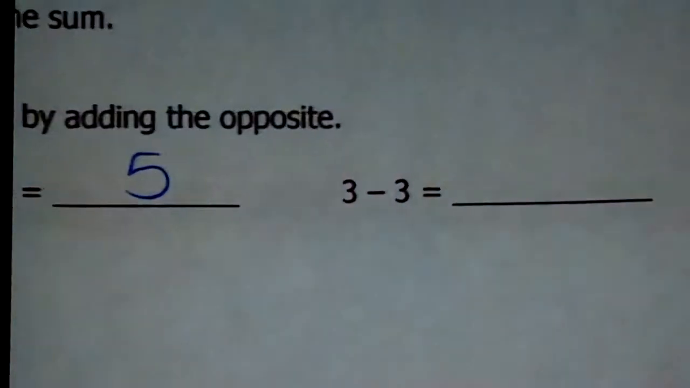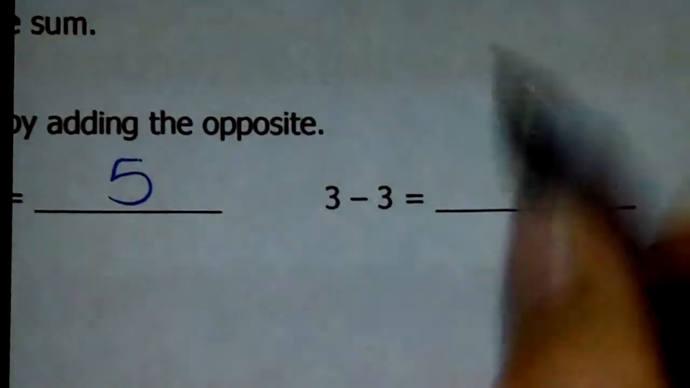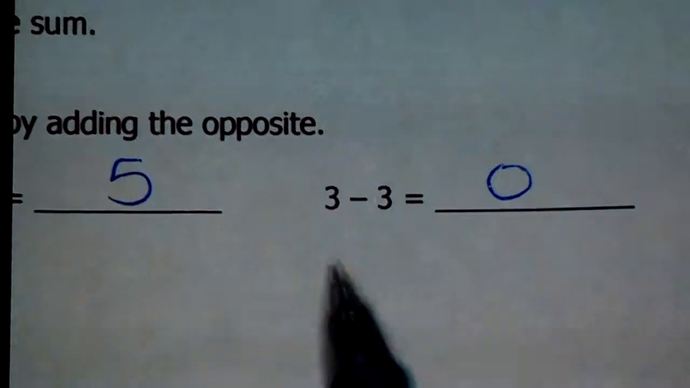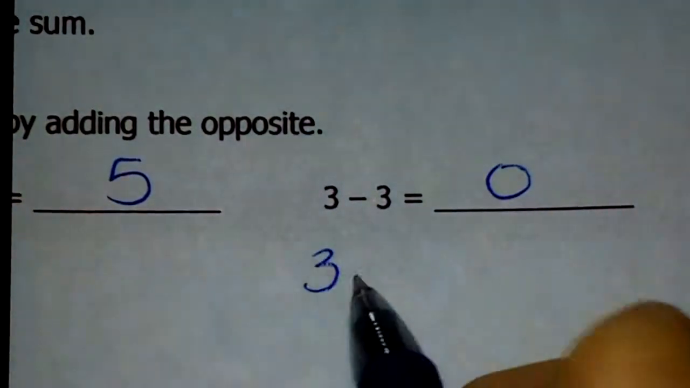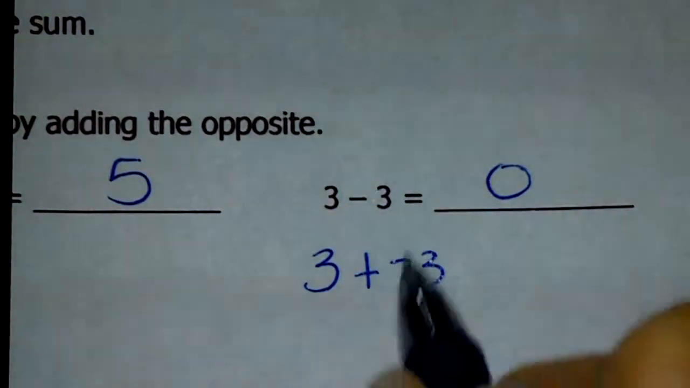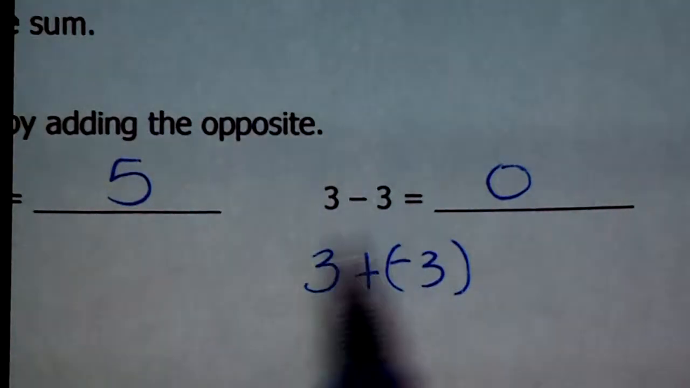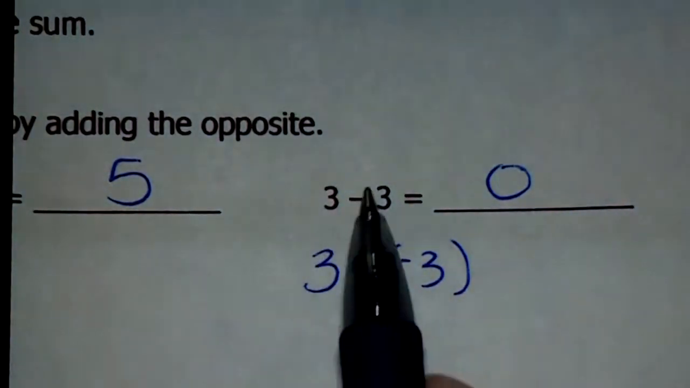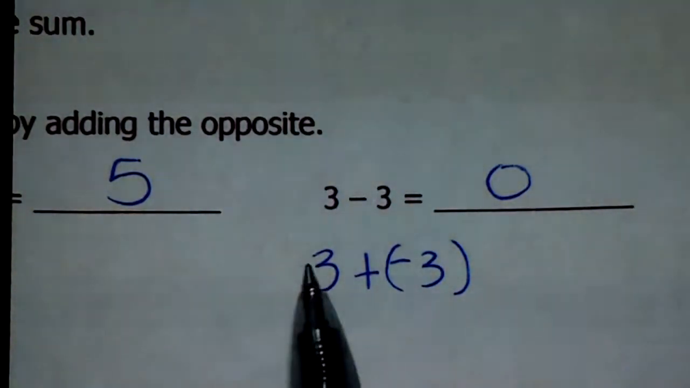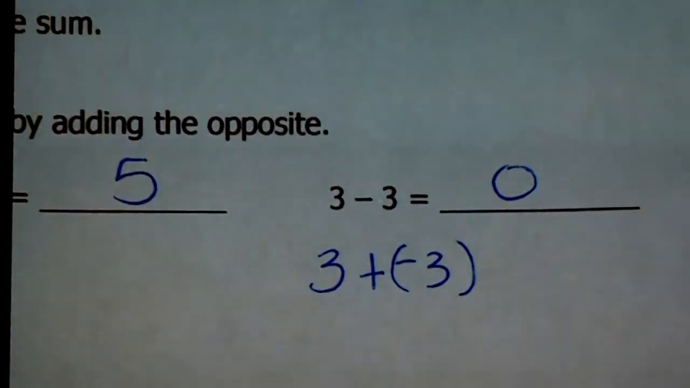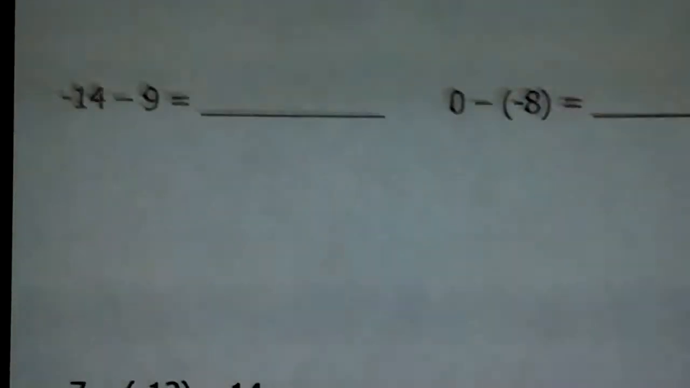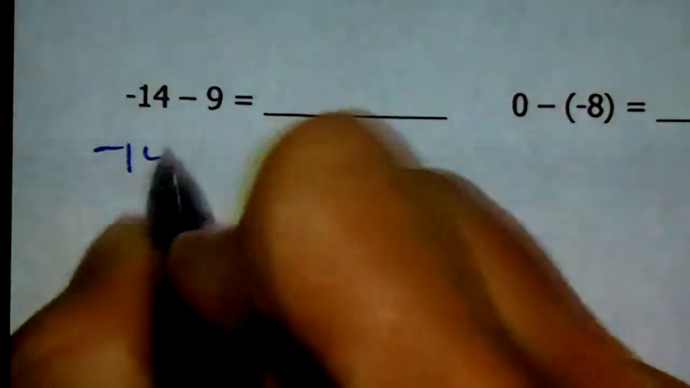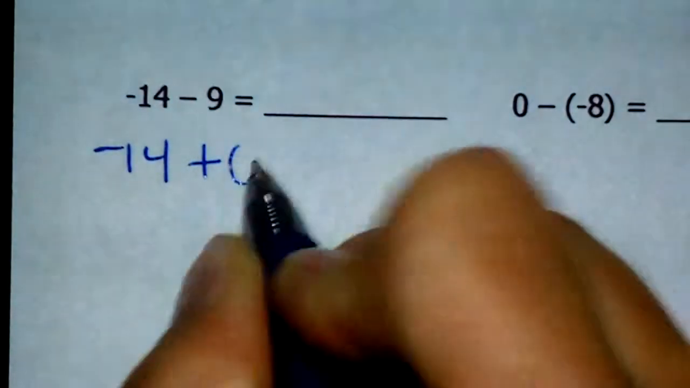3 minus 3, now you might be thinking, I know 3 minus 3 is 0, right? Yeah, and just to prove this, if you keep, change, change, this would be your new problem. 3 minus 3 is the same as keep, change, change. And you learn when you add opposites, you do get 0. You'll probably end up skipping steps on problems like that because you just get so used to doing it.